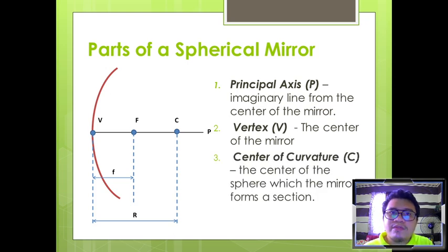And we also have the center of curvature, which is actually the center of the sphere in which the mirror forms a section. So, in short, this corresponds to the center of the sphere where the mirror was once a part or portion. Okay? So, we need this information in order for us to execute properly our ray diagram construction.